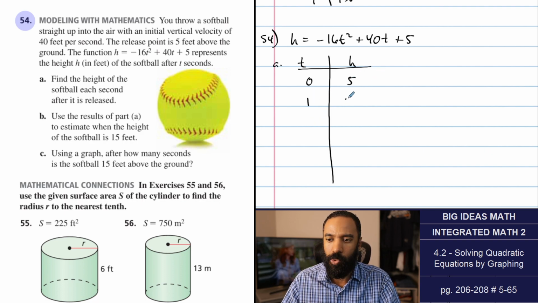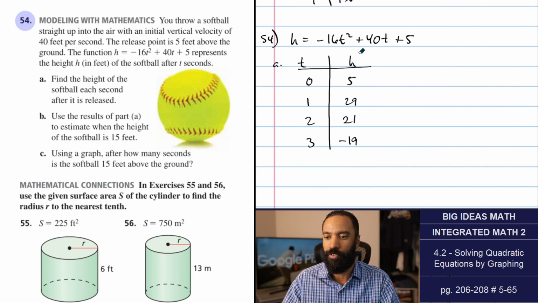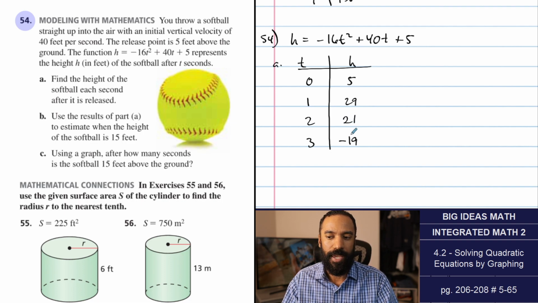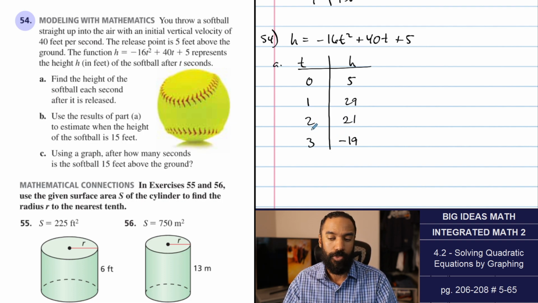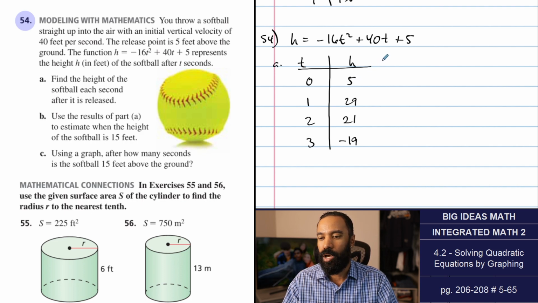At 1, I'm getting 29. At 2, I'm getting 21. And at 3, I'm getting negative 19. So it takes less than 3 seconds for the ball to strike the ground. You can imagine that somewhere between 2 and 3, we hit 0, probably really close to 2.5 seconds in. And I don't really see the vertex here because I don't see symmetry. Somewhere between 0 and 1, I think we hit symmetry there, or somewhere between 1 and 2 maybe. But those are the values that I'm getting when I use it in my calculator.